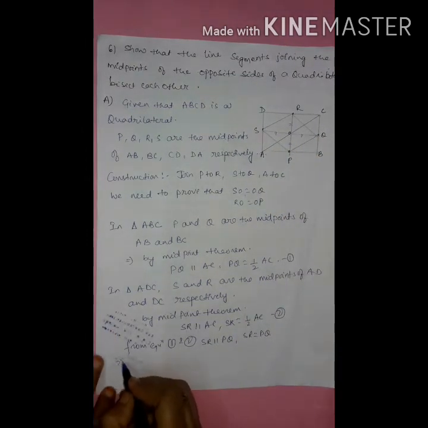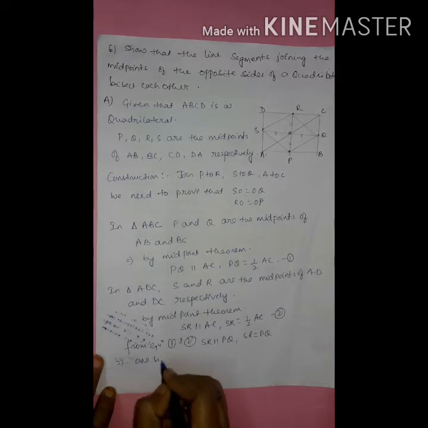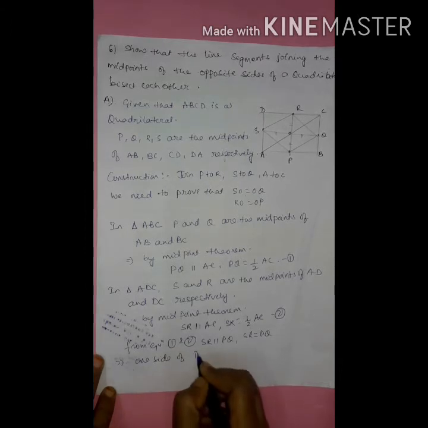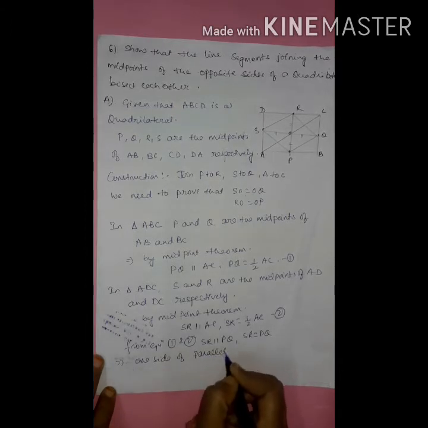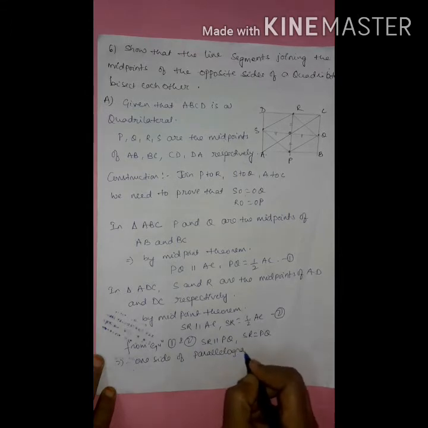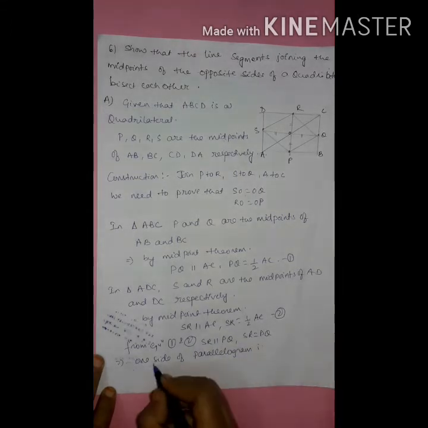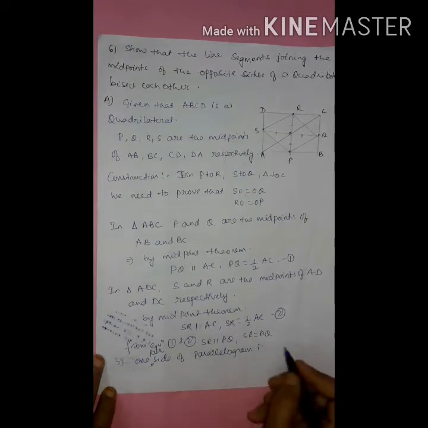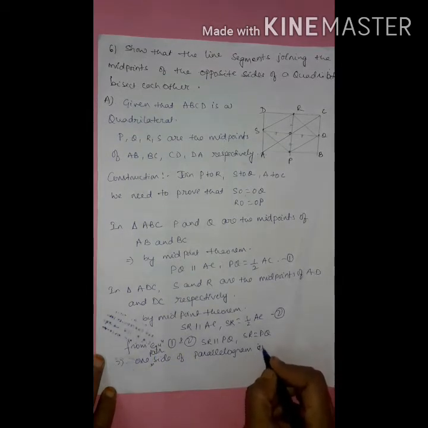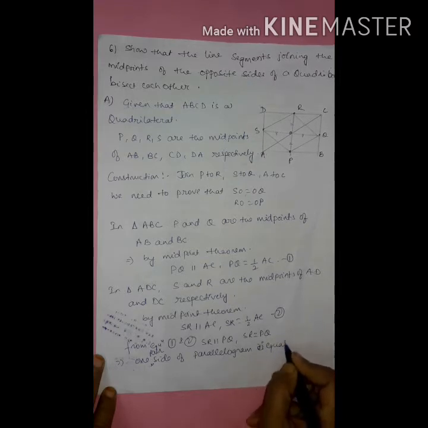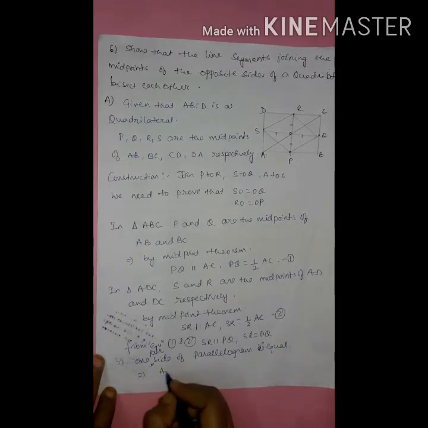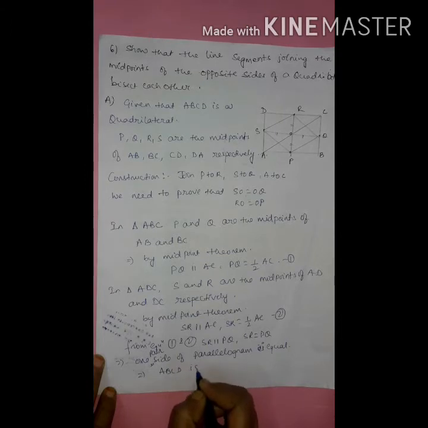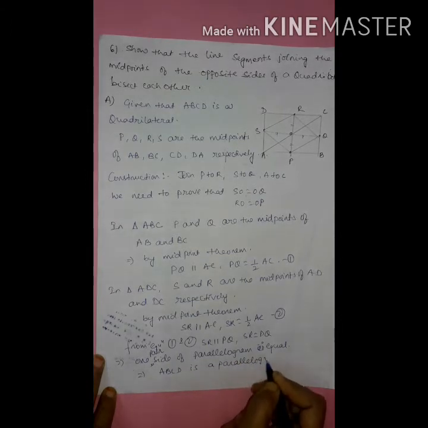So this implies one pair of sides of the parallelogram is equal and parallel. This implies ABCD is a parallelogram.